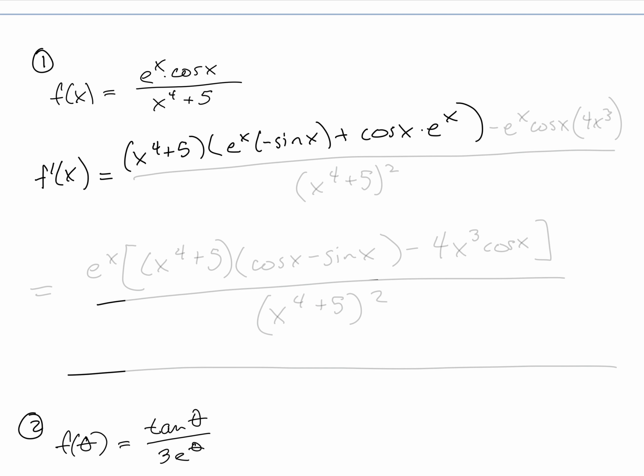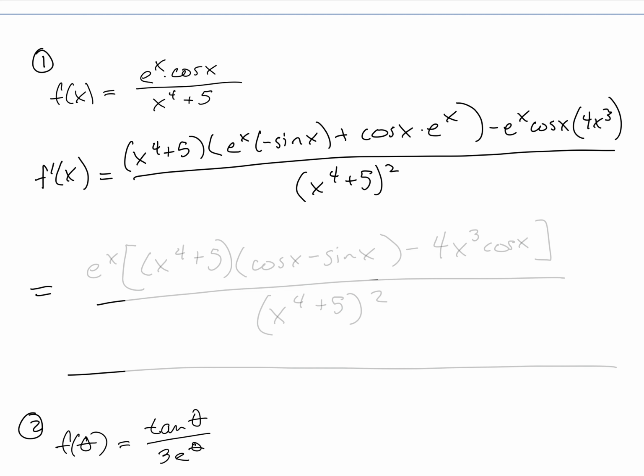So that was low d high. Now minus high, e to the x cosine x, d low. Derivative of x to the fourth is 4x cubed, plus derivative of 5 is just 0. All divided by the bottom squared, x to the fourth plus 5 squared. So that's basically our answer. There's not a lot we can do to simplify it.